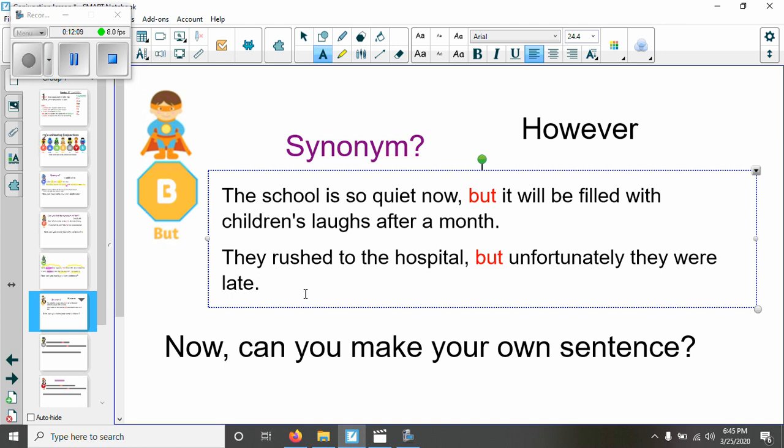And now try to make your own sentence, one with but and one with however. That's a bonus question. Brilliant. Feel free to pause at any time so you can write your sentences. Let's go for the next.